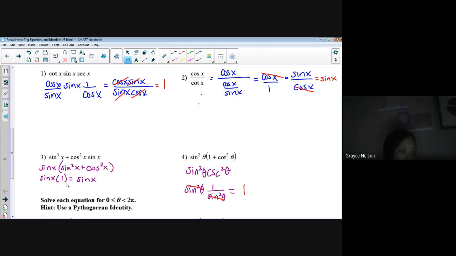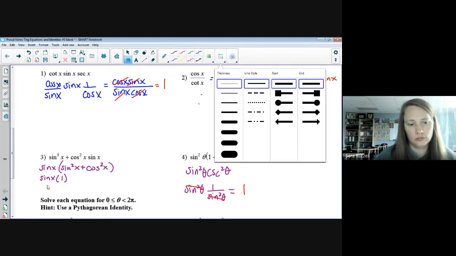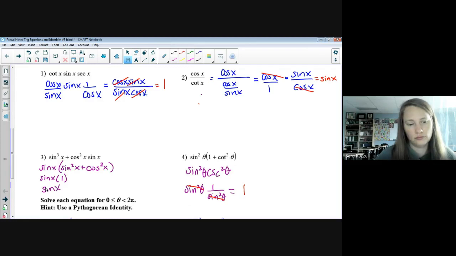Okay. I guess I could put it underneath if you want me to. Would that help? So I factored it, so that was 1. Anything times 1 is just itself. Okay.